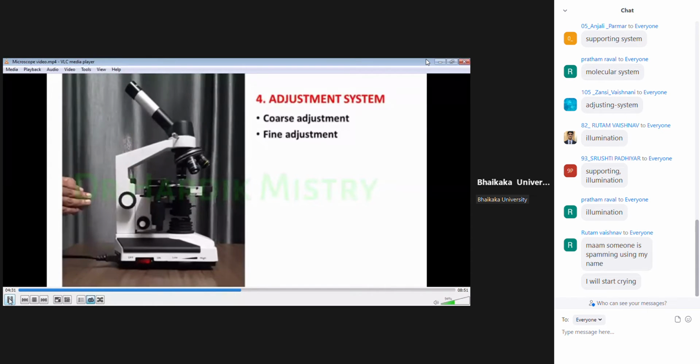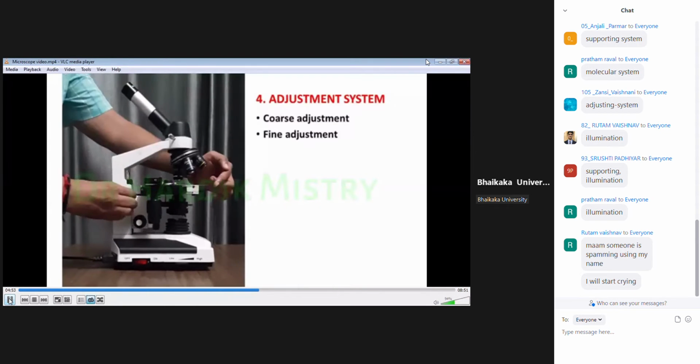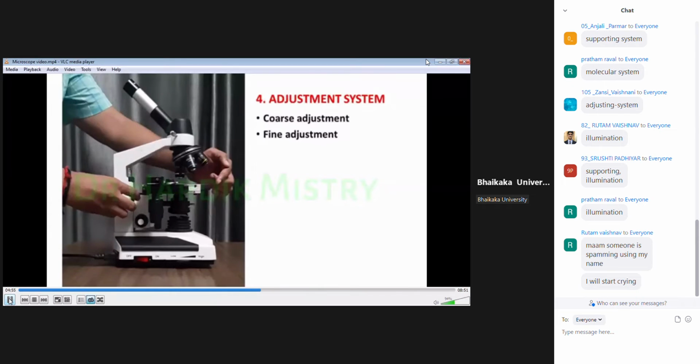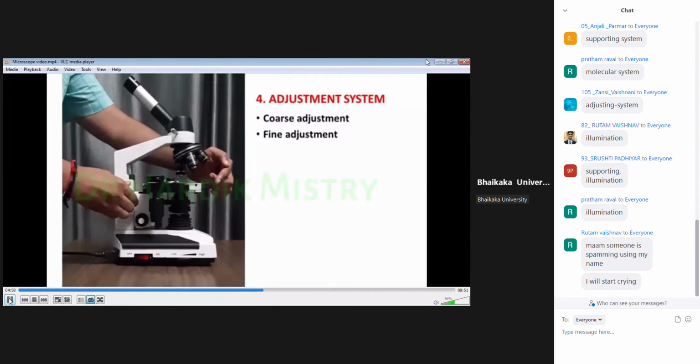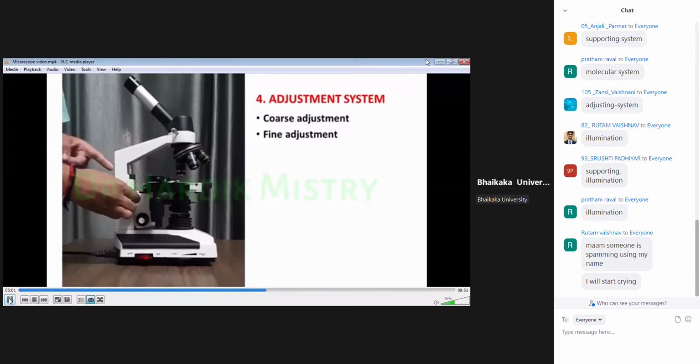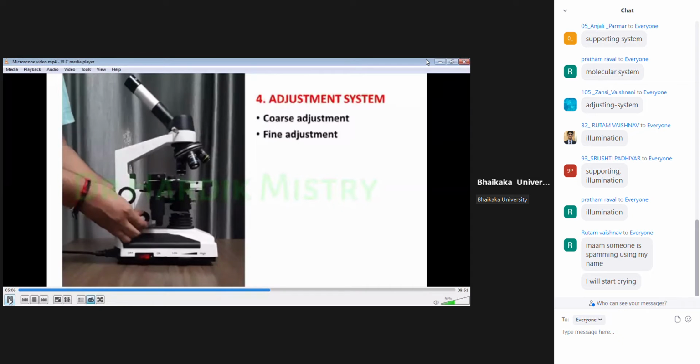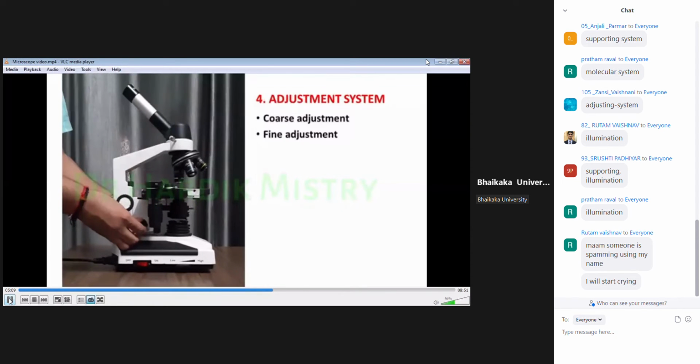Now the adjustment system. Inside the adjustment system, there are two adjustments present: coarse adjustment and fine adjustment. The bigger screw is known as the coarse adjustment screw, and this smaller screw is known as the fine adjustment screw. When we move the coarse adjustment screw, you are able to see the movement of the mechanical stage, which is perceived by the naked eye. The movement occurs in centimeters when we rotate the coarse adjustment screw. When we rotate the fine adjustment screw, the movement occurs in millimeters.